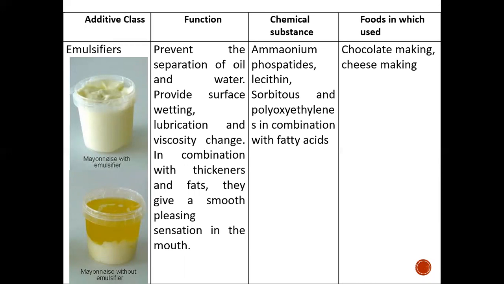Different types of emulsifiers are used, like lecithin. Soy lecithin is a very common emulsifier which is used in different chocolates, ice creams, cheese, etc. There are also ammonium phosphatides, etc. So there are different emulsifiers which give a smooth appearance to the foods or emulsions.